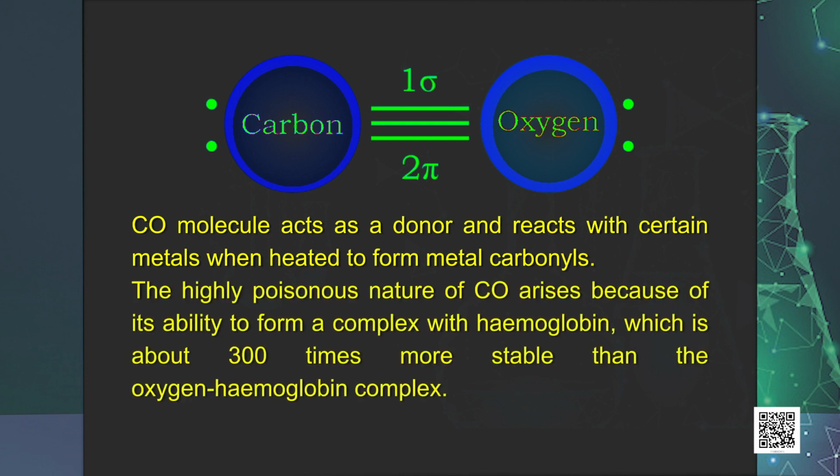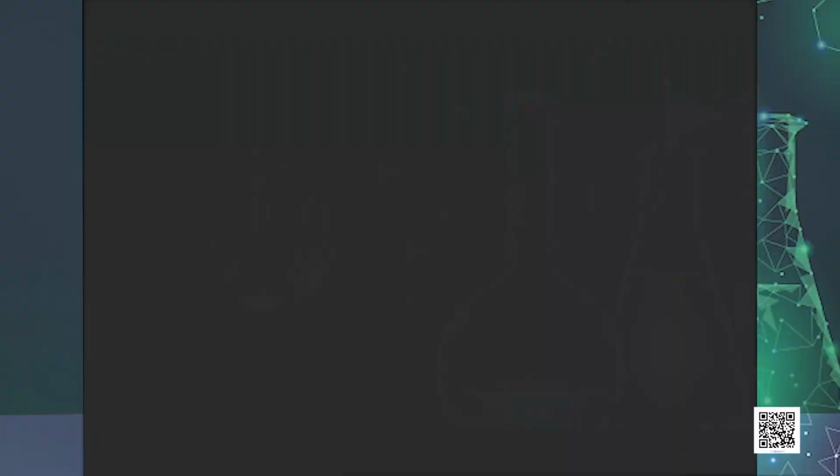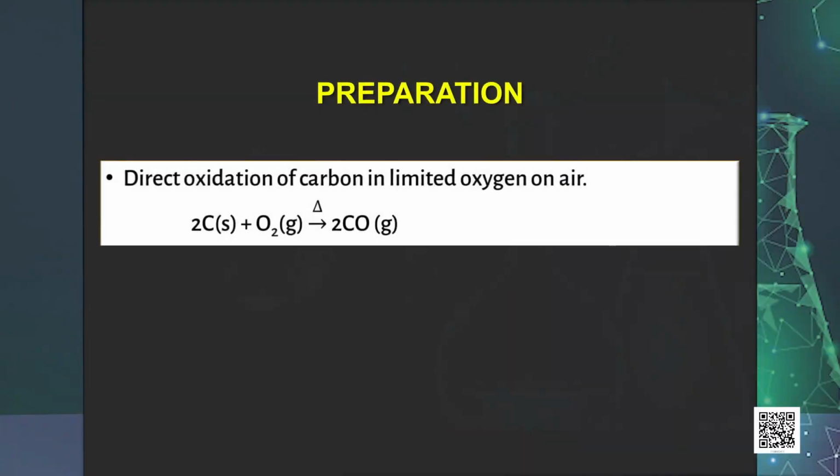The highly poisonous nature of CO arises because of its ability to form a complex with hemoglobin, which is about 300 times more stable than the oxygen hemoglobin complex. This prevents hemoglobin in the red blood corpuscles from carrying oxygen around the body and ultimately results in death. Carbon monoxide can be prepared by direct oxidation of carbon in limited oxygen or air.